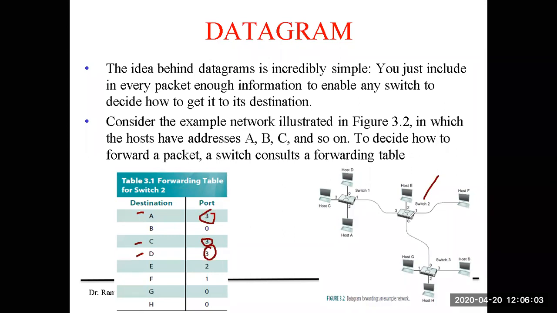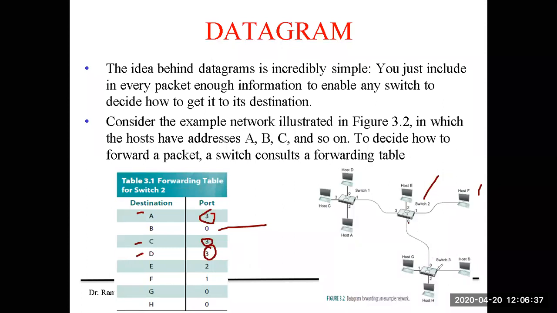Host B can be reached using port 0. Through 0, you can reach here. E can be reached through port number 2 directly. F can be reached using port number 1. Next, G.